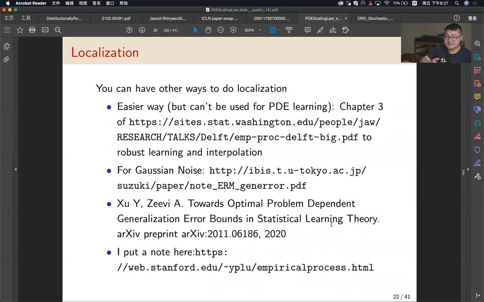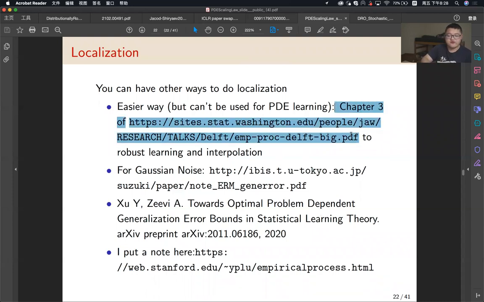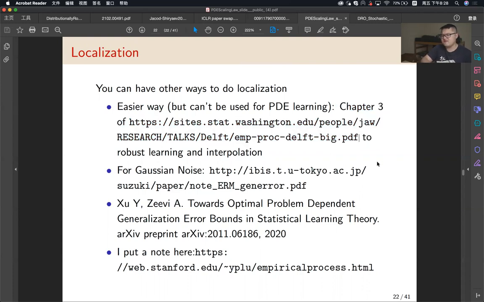So the localization tricks have different versions of proofs. I listed here some standard and some interesting proofs also developed recently. What I want to say is that for PDE problems, you might carefully select different ways to prove it. As an example, these papers need some convexity of the empirical loss. So I think for Deep Ritz and PINN, you can do it without the boundary condition, but with the boundary condition, you can't use this paper. So in our paper, we don't use this easiest way to prove it.